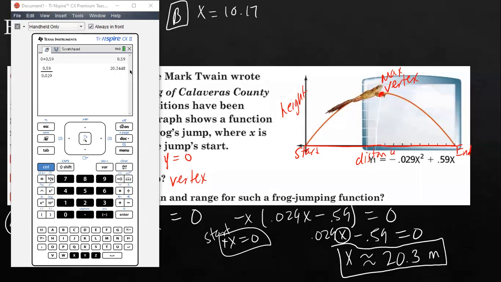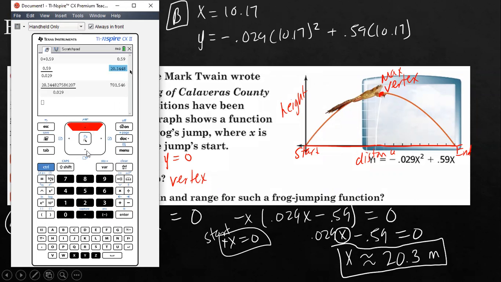So if I want to know how high I jumped, that means I'm plugging in 10.17 for X. So I would plug in Y equals negative 0.029 times 10.17 squared plus 0.59 times 10.17. And when I plug that into the calculator, I get 3. So the height of the frog is approximately 3 meters. That's the highest he jumps.